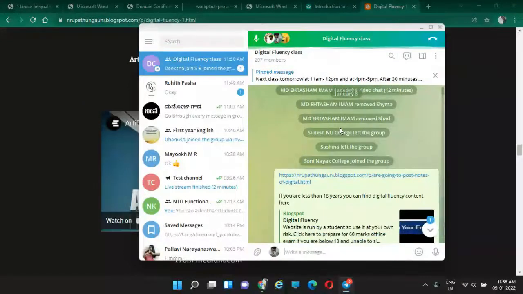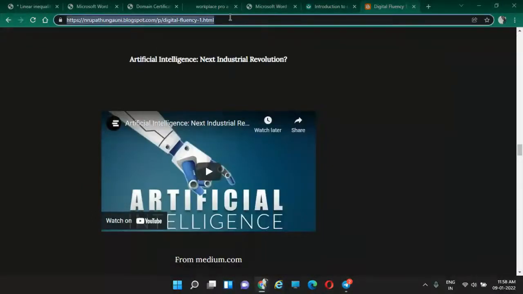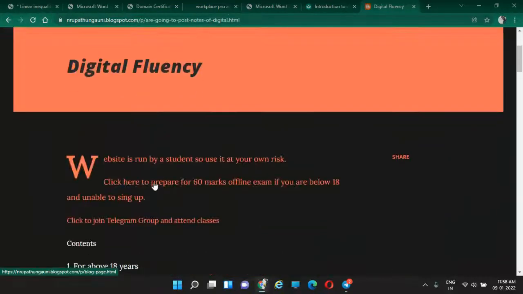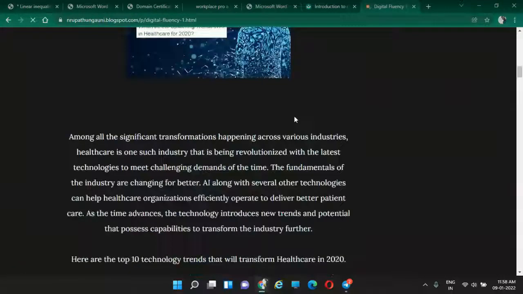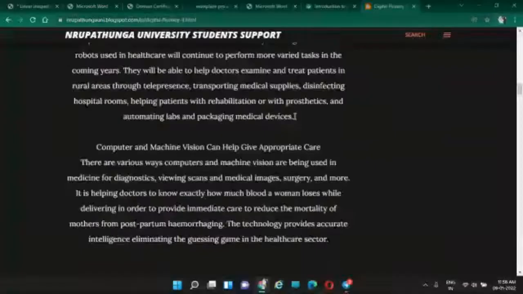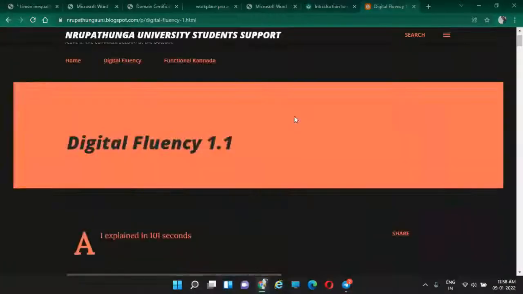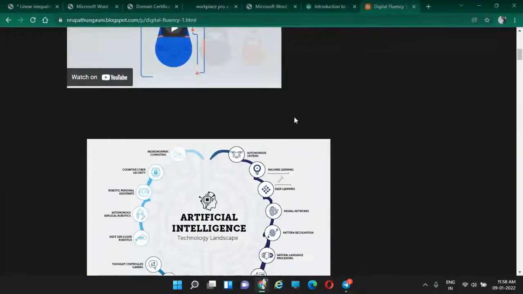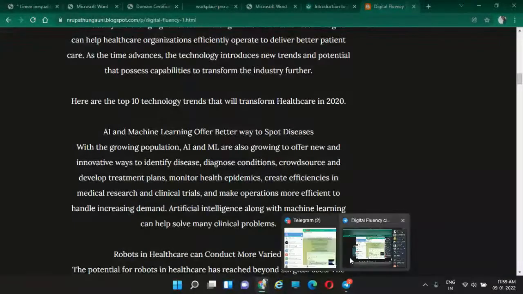Those who are below 18 years are not able to open the app. So what they can do is open this link. There you will get 'click here to prepare for 60 marks offline exam.' Click on that, and study these modules. This is for your reference because you are not able to open the app. Computer HOD ma'am has told those who are below 18 and not able to open the app to please refer to your friends' phones or accounts. It's up to you. I have uploaded it here so that it's easy for you.